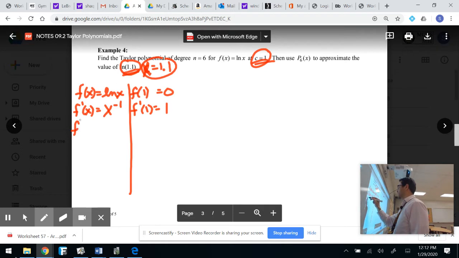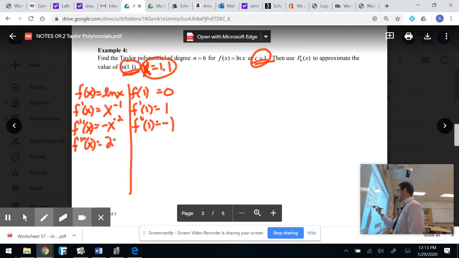Okay, what's f double prime? Oh my gosh, I've got to go to 6. Come on. Negative x to the negative 2. That means the second derivative evaluated at 1 would be negative 1. Whew. Third derivative would be equal to positive 2x to the negative 3. What would the third derivative be equal to evaluated at 1? 2.